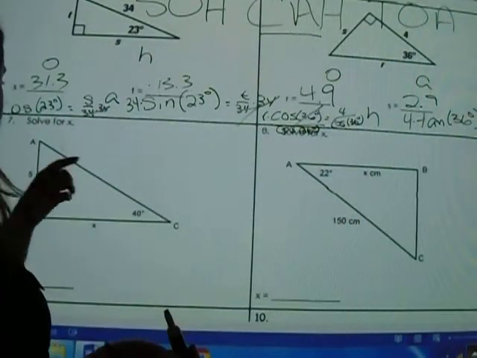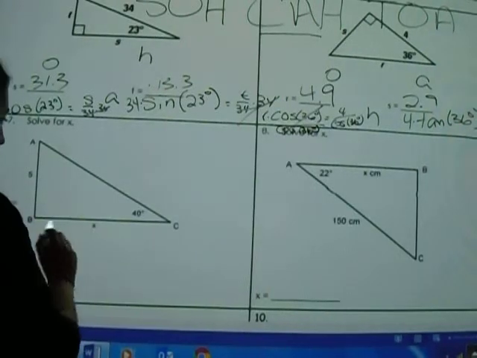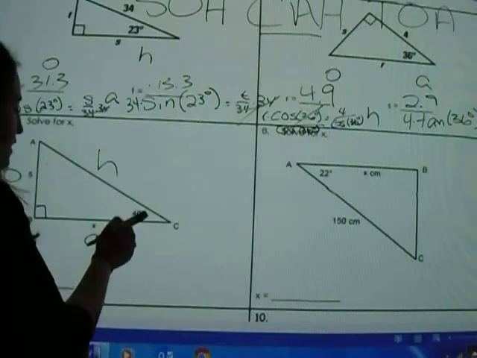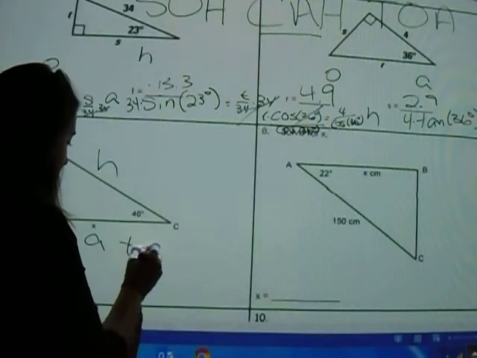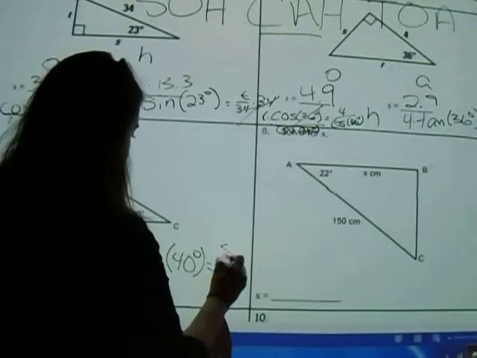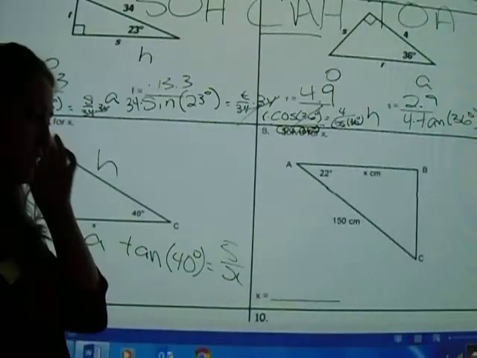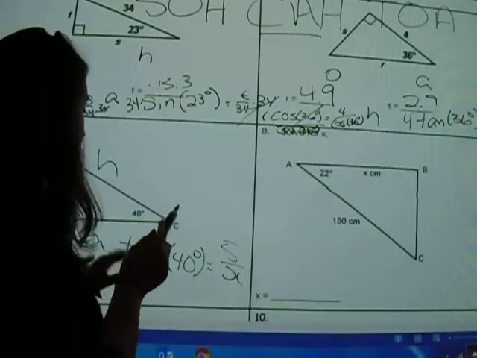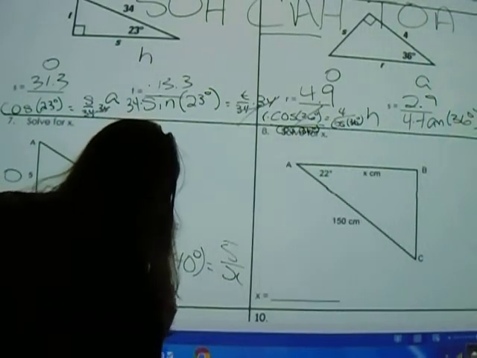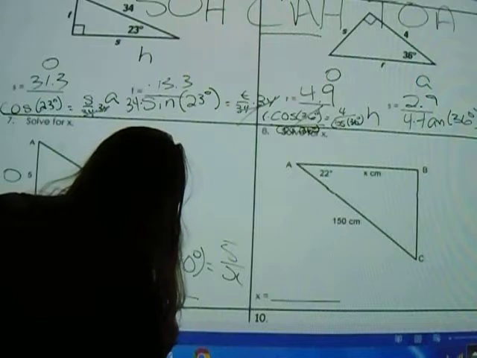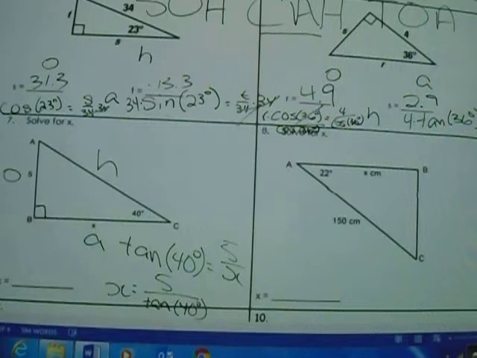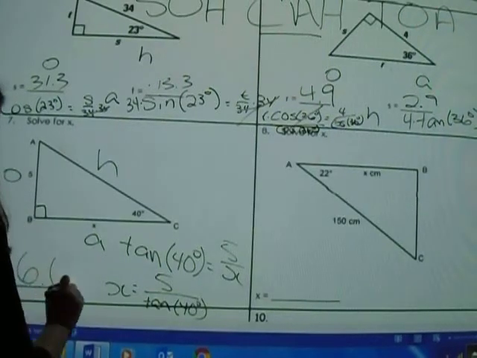Okay. So for this one, we're told to solve for x. So adjacent, this is our right angle, opposite, and hypotenuse. We're given the opposite, and we're told to find the adjacent. So we're going to use the tangent of 40 degrees equals 5 over x. Once again, we multiply both sides by x, and we divide both sides by tangent of 40. We end up with x equals 5 over the tangent of 40 degrees. Don't forget to write your degree sign, guys. Alright, so we end up with x equals 6.0.